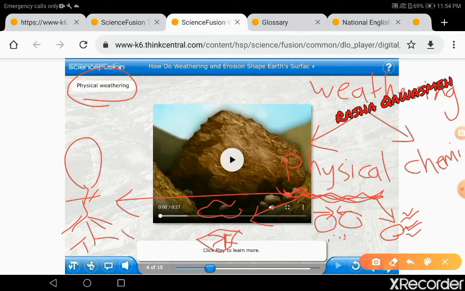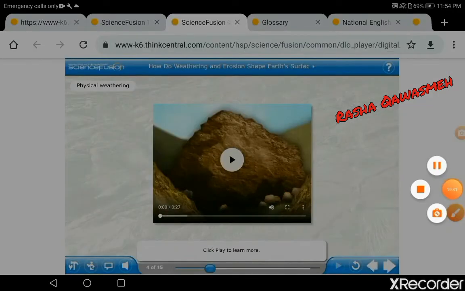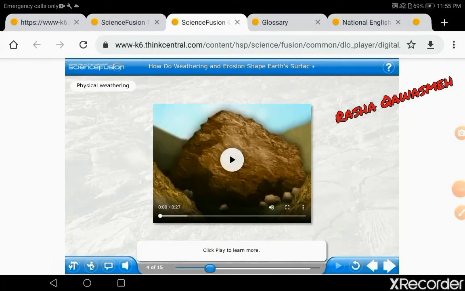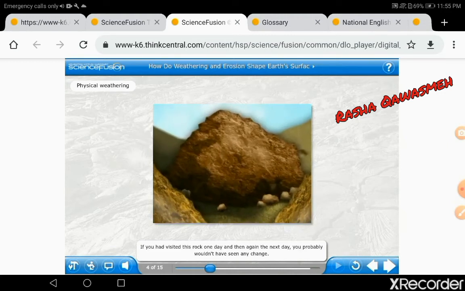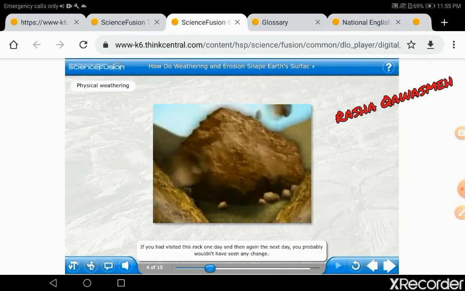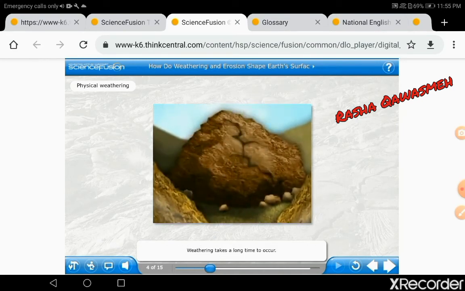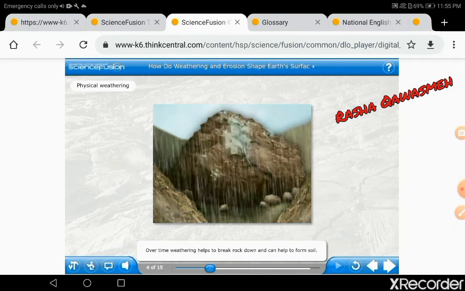So by plants, freezing, water hitting against each other by wind, for example, and by moving water. Okay, let's see this video which is talking about physical weathering. If you had visited this rock one day and then again the next day, you probably wouldn't have seen any change. Weathering takes a long time to occur. Over time, weathering helps to break rock down and can help to form soil.